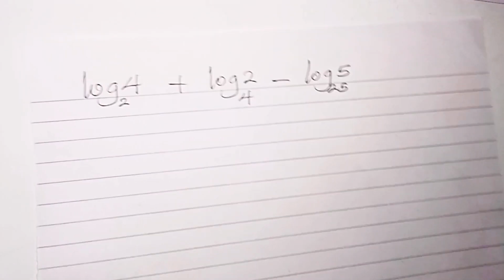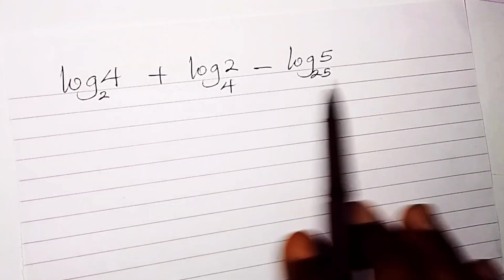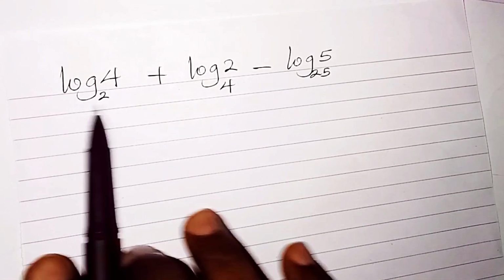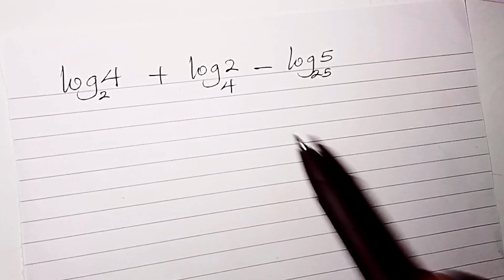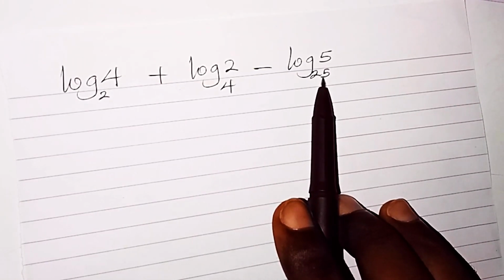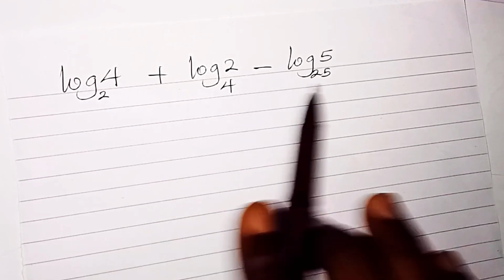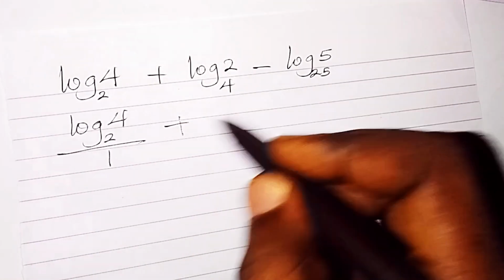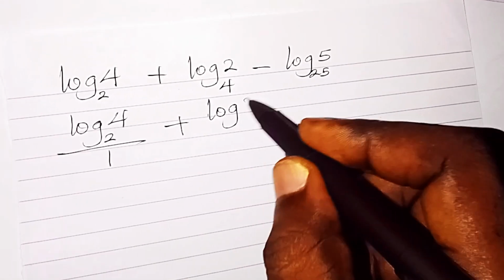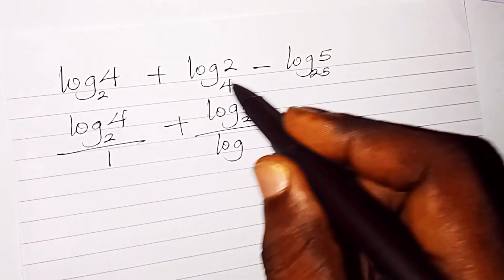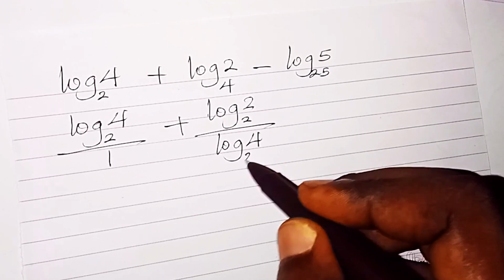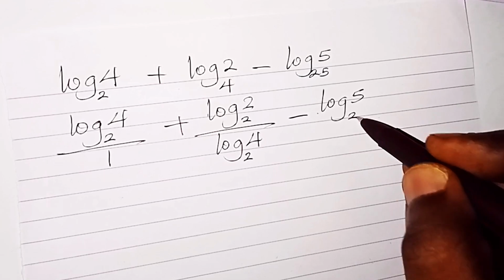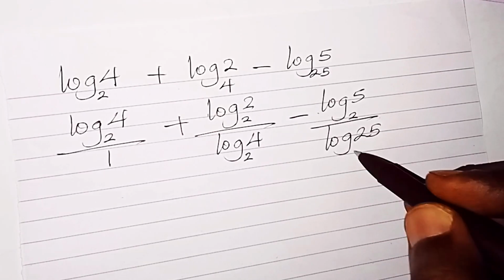If we are to solve this, we'd observe that all the bases are not the same, so we need to change the bases to one another. I prefer to go for base 2 because it's the smallest there, but we can as well use base 4, we can as well use base 25, but it's easier if we use the smallest base. So in this case this one becomes log 4 base 2 probably over 1, plus changing this one to base 2, this one is going to be log 2 base 2 divided by the log of the base 4, log 4 base 2, and then minus, and then using base 2 here, this becomes log 5 base 2 divided by log 25 base 2.